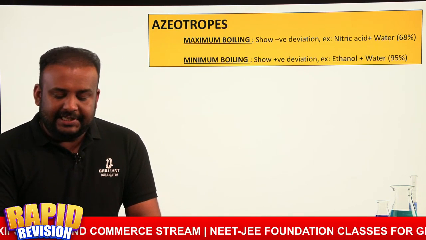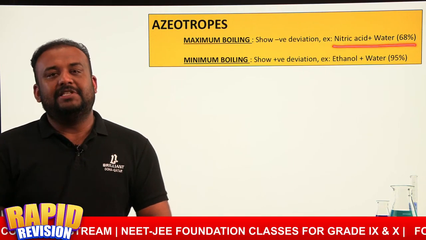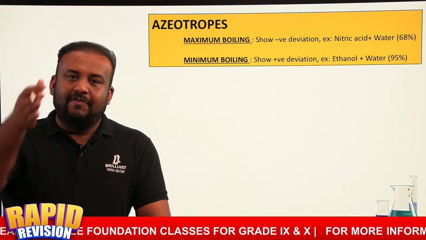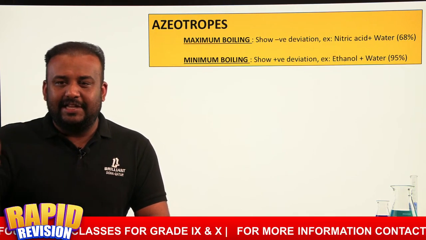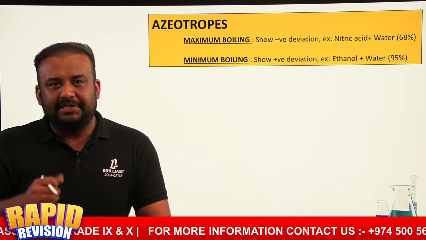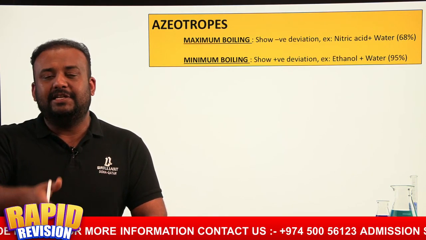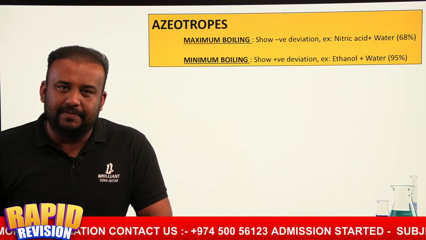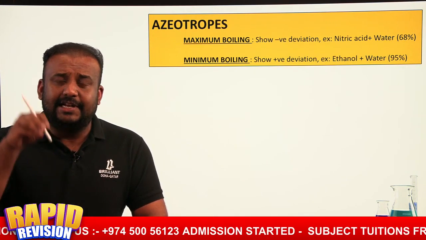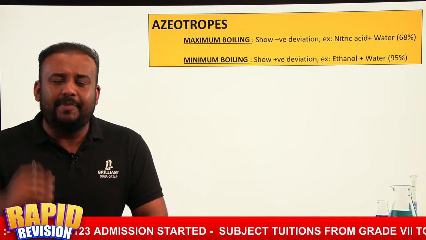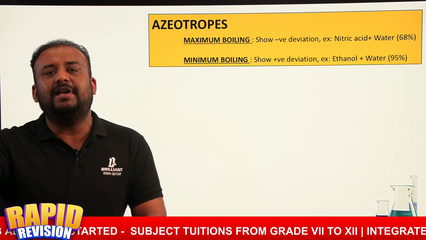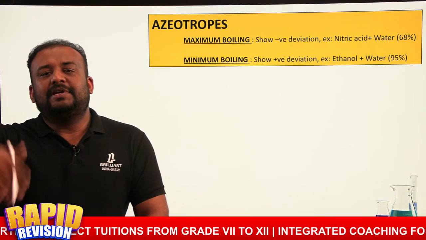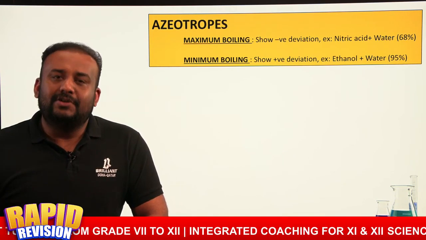One example, 68% nitric acid plus water. What is the meaning of 68%? I just told you in the beginning about mass percentage: 68 gram of nitric acid in 32 gram of water. Once nitric acid attains that composition, it's an azeotropic mixture, which means you can't further distill it to separate nitric acid or increase its concentration.